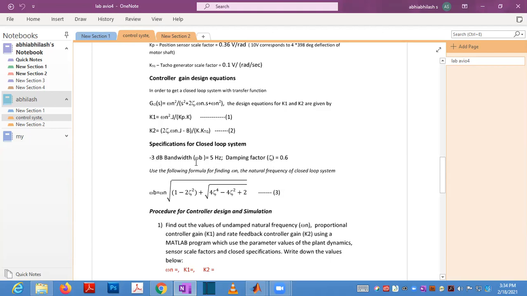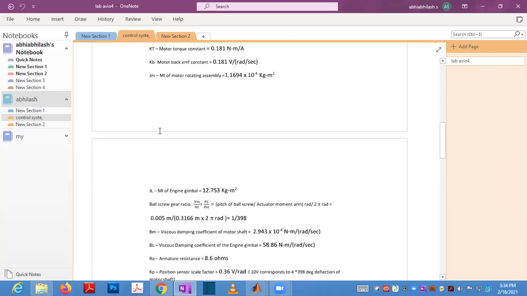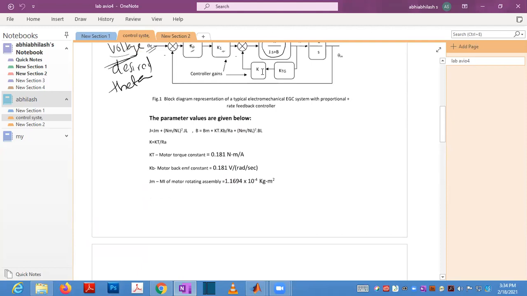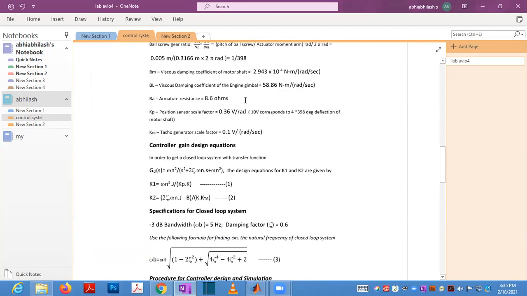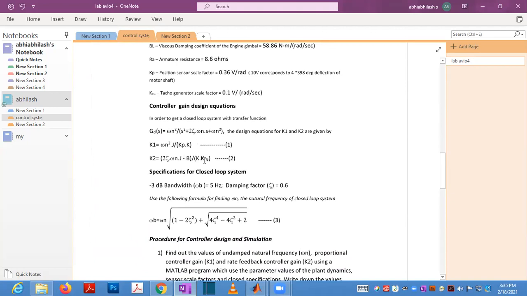Now, Sir? Yes, what? Where is K2, sir? This one is K1 and K2. This is K2. This one is K1, K2, KTG, KP. This is a printing mistake only. Here it is K2 only. So you will get these things.